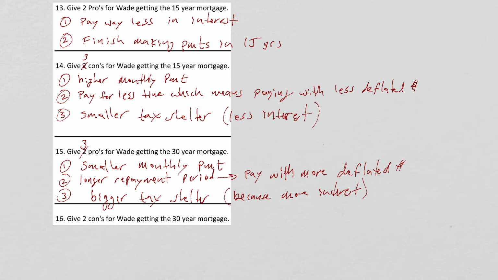Give 2 cons for the 30. Well, the con would be you pay way more in interest no matter how you cut this up. And you're going to be paying for longer. In other words, you'll be much older when you finally pay off your mortgage.